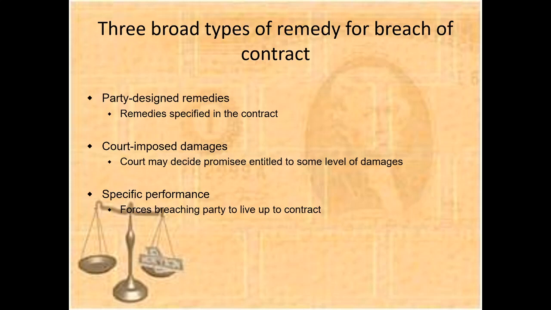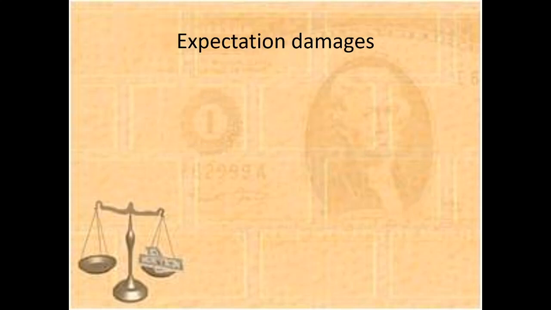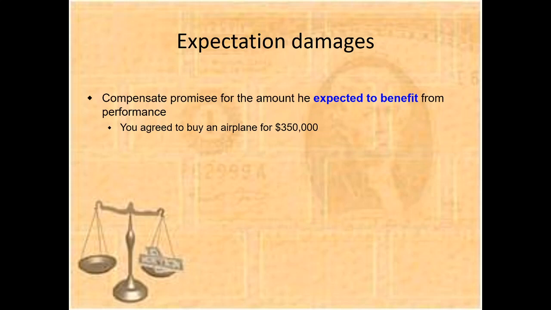Specific performance means that you have to do the contract, and saying you cannot is not at all a reason. You have to live up to the contract, otherwise you have to pay huge damages. Then expectation damages compensate the promisee for the amount he expected to benefit from performance. So you agree to buy an airplane, that example which we talked about, where you agreed to buy an airplane for 3.5 lakhs.